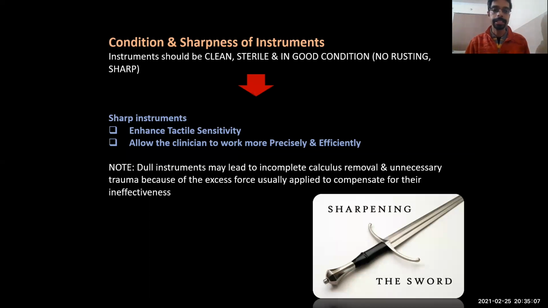Now, coming on to the condition and the sharpness of the instrument. Instruments should be clean, sterile, and in good condition. That is, there should not be any rusting, and it should be sharp, very sharp. Sharp instruments enhance the tactile sensitivity and allow the clinician to work more precisely and efficiently. Dull instruments lead to difficulty in the removal of calculus, and if something happens, it can slip the instrument. So, sharpen your sword before doing the job.